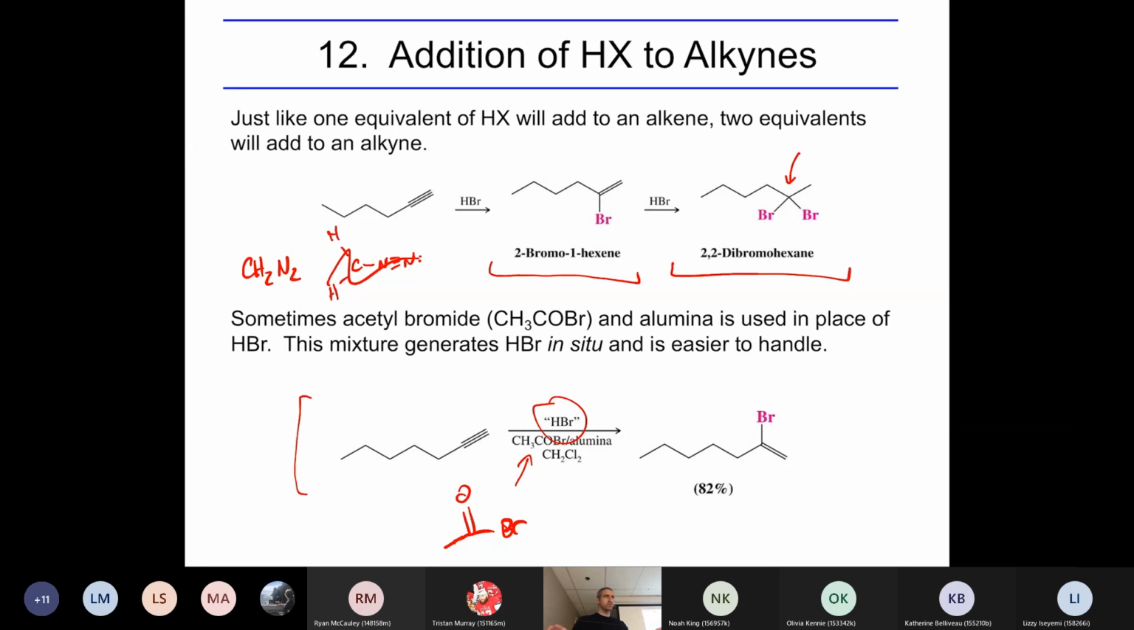You add HBr, H goes on one side, Br on the other. You can do this up to 2 times because there's 2 pi bonds, and you get a geminal dibromide as a product. Geminal dibromides, by the way, if you heat these with water, you can convert them to a ketone. It's a way to make ketones, which is not something we're dealing with yet, but maybe in organic two we would do something like that.